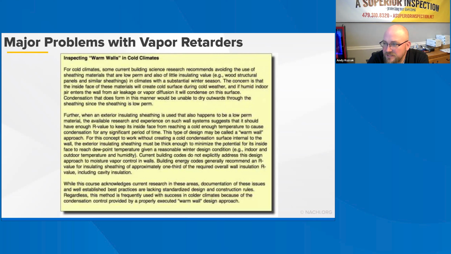In hot, humid climates, exterior wall systems should dry inward by placing vapor retarders outside and keeping interior materials vapor permeable. In cold climates, walls should dry outward by using vapor retarders inside and ensuring exterior materials are vapor permeable. Common sheathing materials with low perm ratings may impede drying, which is under investigation by building scientists.